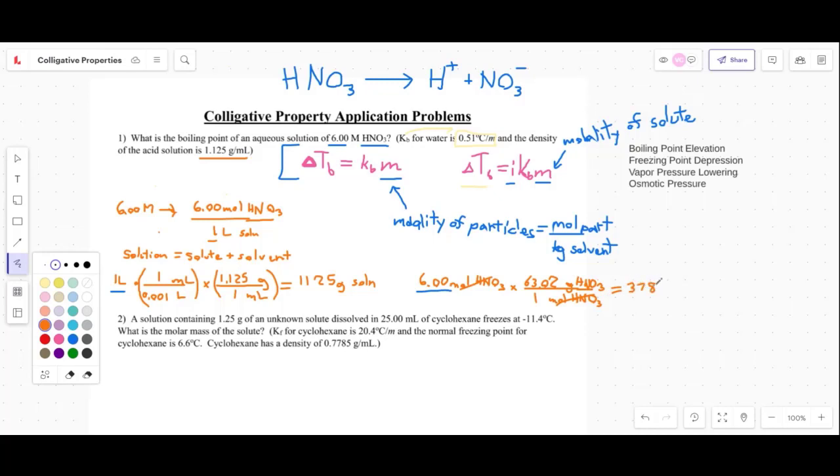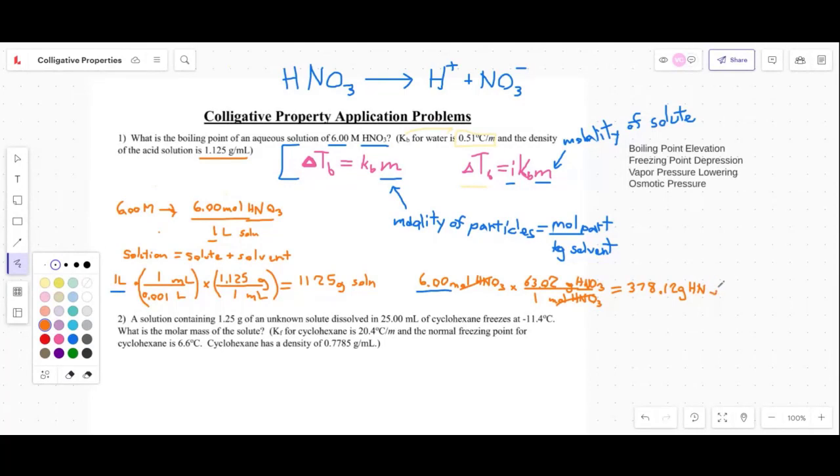Now, I'm actually going to keep all my sig figs at this point because you're not really supposed to round until the very end of any calculation. That's good practice when it comes to doing calculations in science. You don't usually take sig figs until the very end. All right, so this is my grams of HNO3, which is my solute.